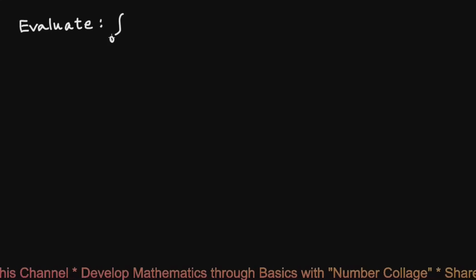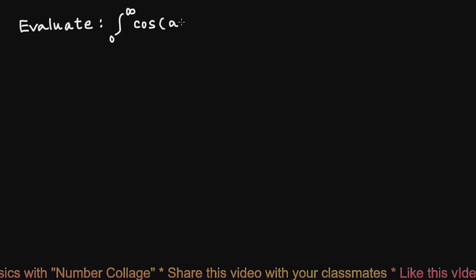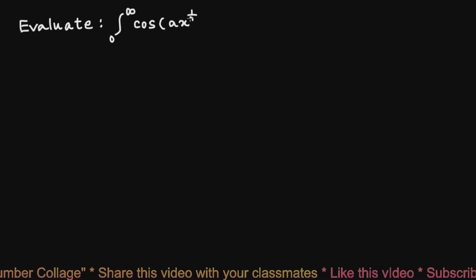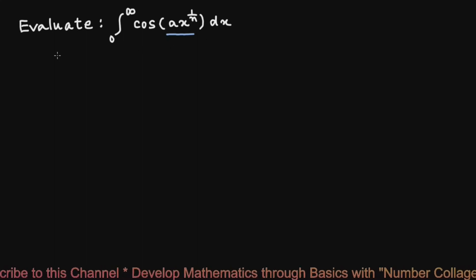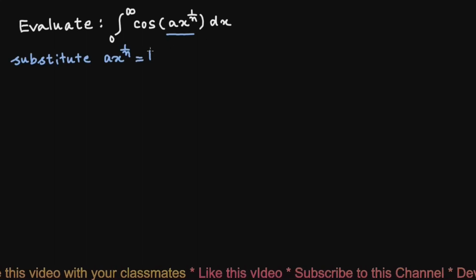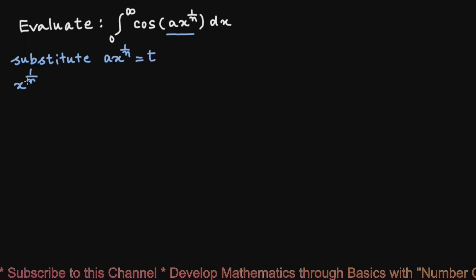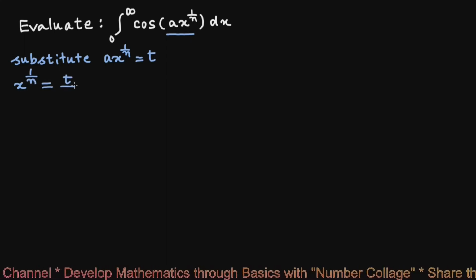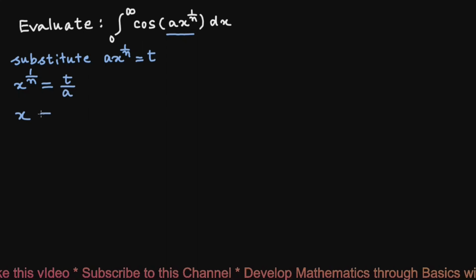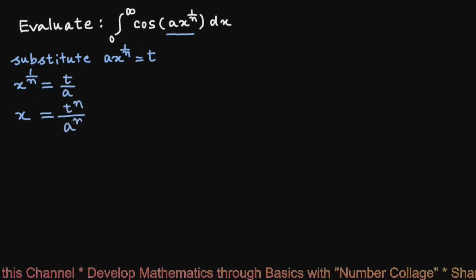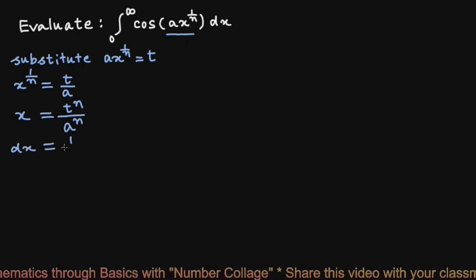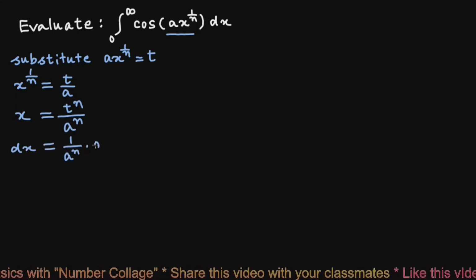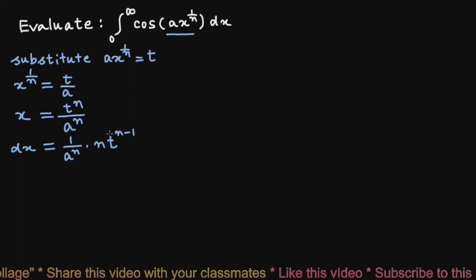Next we have to evaluate integral from 0 to infinity of cos of (a x raised to 1 by n) dx. We will substitute for this a x raised to 1 by n equals t. So x raised to 1 by n will be t upon a. So x will be t raised to n upon a raised to n. After differentiation, dx will be 1 upon a raised to n into n t raised to n minus 1 dt.